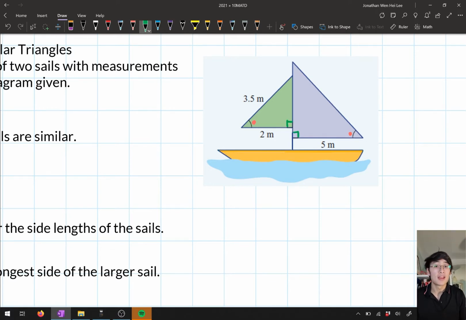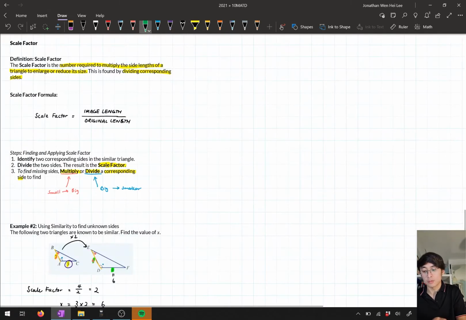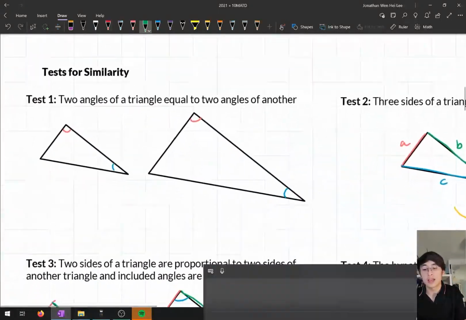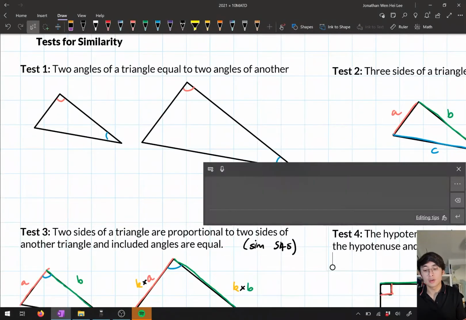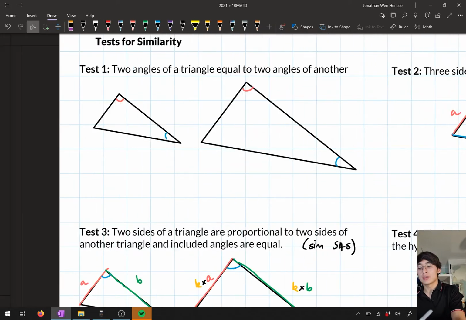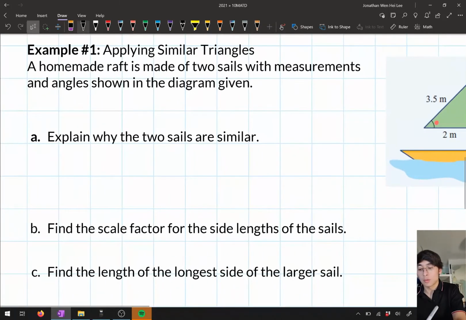So what I can say is, well, if you look from last lesson, I'm going to go back to my notes from last lesson. This actually passes the first test. We've got two angles of the triangle being equal to two angles of another. And so here, I'm just going to write why I know these triangles are similar. So why are the sails similar?